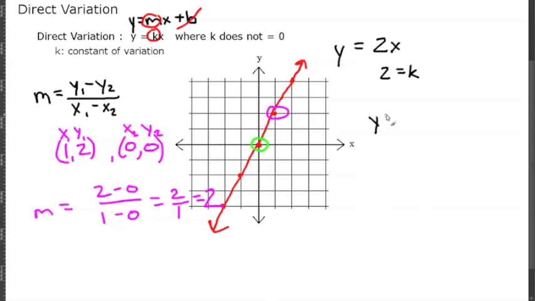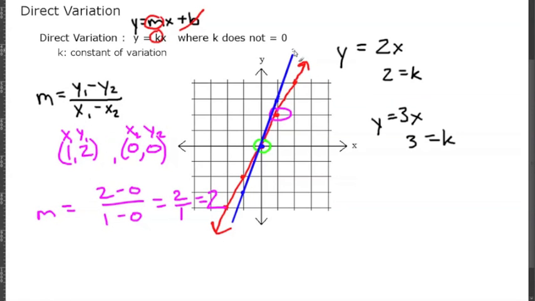Let's say that y equaled 3x. 3 is our constant of variation k, and we're still crossing over this point 0, 0, except this time we're just going rise over run up 3 over 1. So that's going to be a steeper slope.